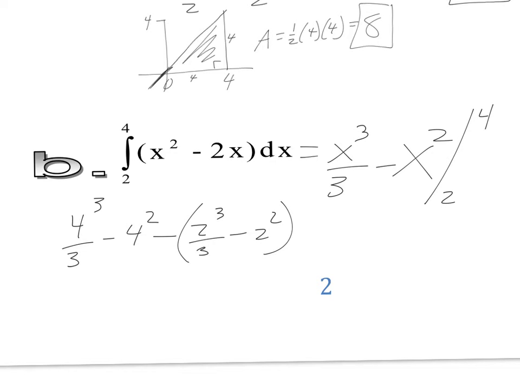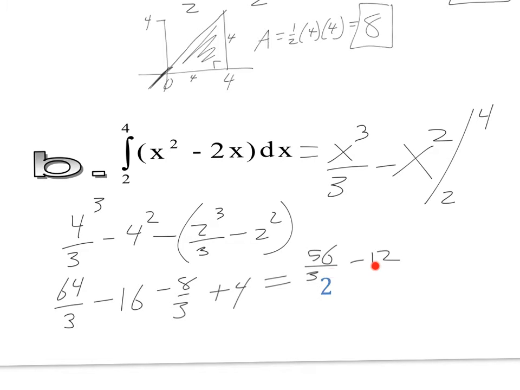Okay, let's simplify this. Let's leave the fractions together and let's leave the whole numbers together. So 4 cubed, what is 4 cubed? 4 cubed is 64, so this is 64 thirds, and this is a negative 16. And then if I distribute this negative here, that would be negative 8 thirds, and this negative times this negative would make a positive 4. Okay, so what do we end up with? We end up with 64 minus 8, that's 56. So we got 56 thirds. And negative 16 plus 4 is negative 12.